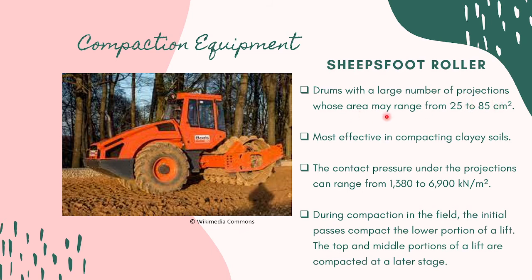The projections may have an area ranging from 25 to 85 square centimeters. They are the most effective when compacting clayey soils. The contact pressure under the projections can range from 1,380 to 6,900 kilonewton per square meter. During the compaction in the field, the initial pass compacts the lower portion of a lift. Then the top and middle portions of the lift are compacted at a later stage.